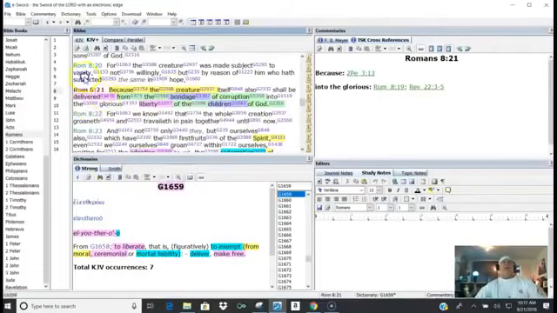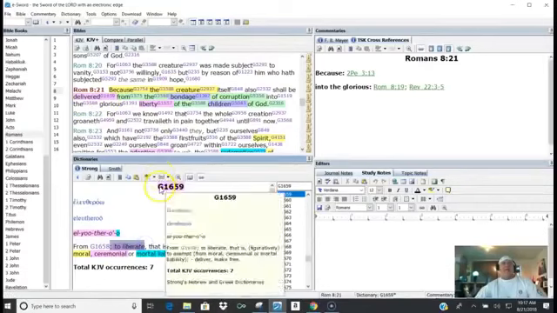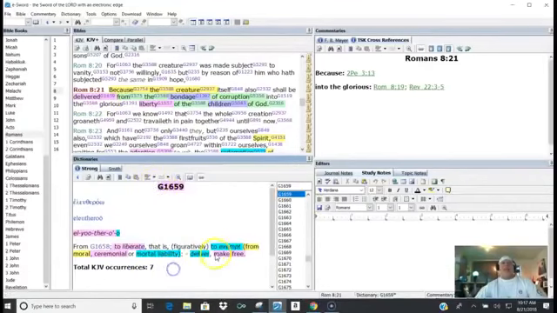The creature shall be delivered, eleuthero, to liberate, that is to exempt from moral, ceremonial, or mortal liability. There's your freedom right there. You will be delivered, eleuthero. The Bible says you'll know the truth and the truth will set you free. The word for free is eleuthero. Okay, so that makes you free.